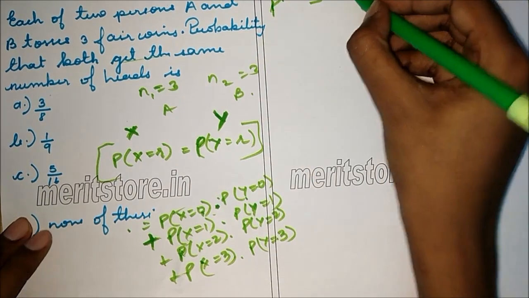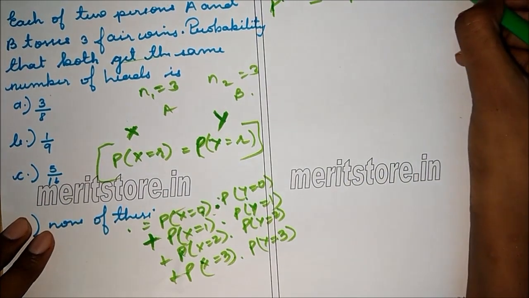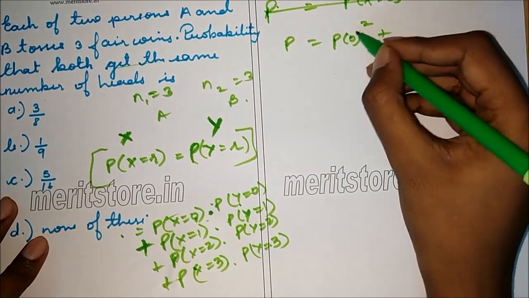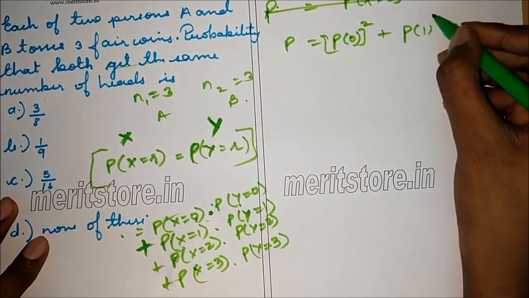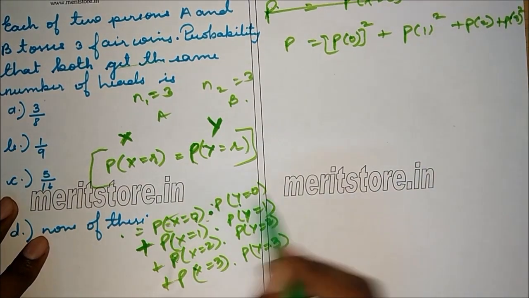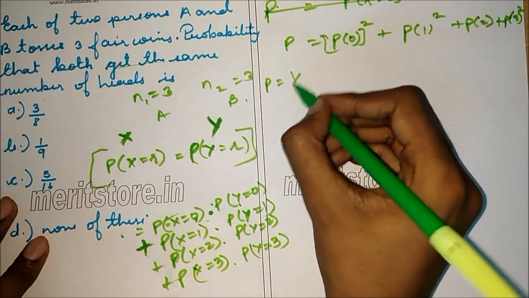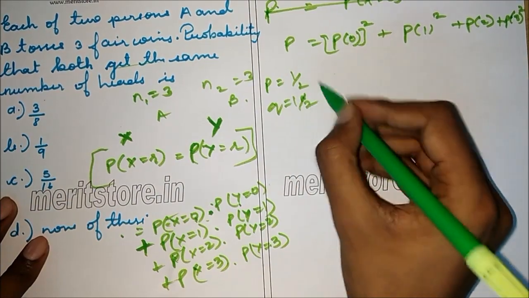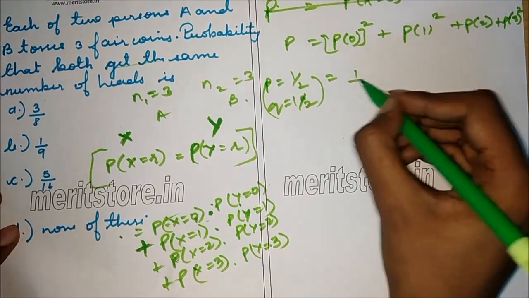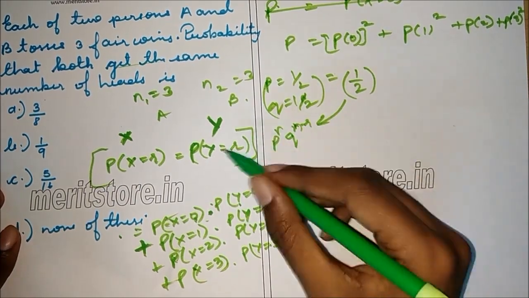let this be capital P, so this will be P of 0 square plus P of 1 square plus P of 2 square plus P of 3 square. Since both the probabilities are supposed to be equal, P equals half and Q equals half, since this is a fair coin. So applying the formula and taking out half common, we can say this is P raised to r, Q raised to n minus r, as we have seen in the previous sums.